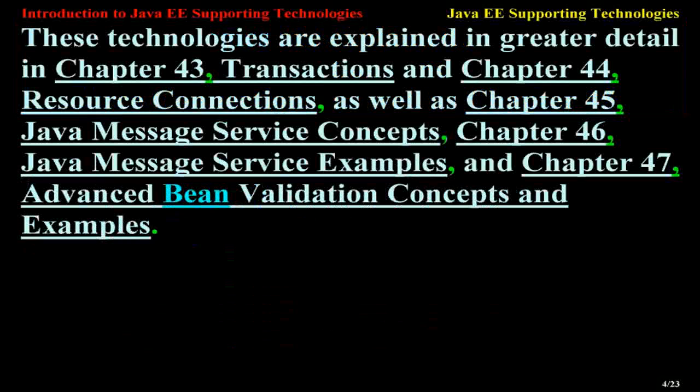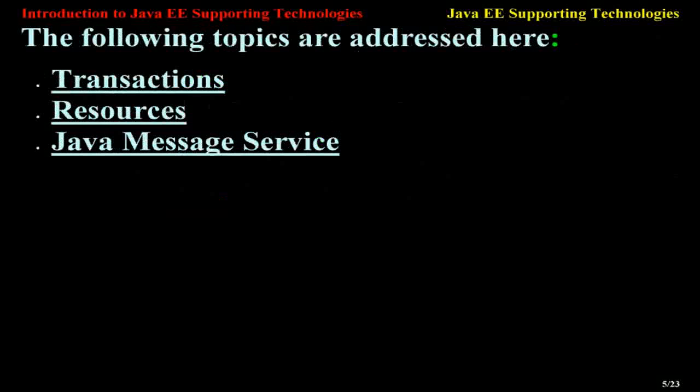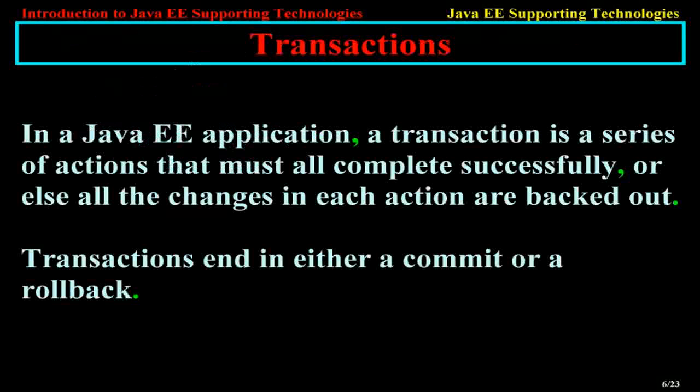These technologies are explained in greater detail in Chapter 43, Transactions, and Chapter 44, Resource Connections, as well as Chapter 45, Java Message Service Concepts, Chapter 46, Java Message Service Examples, and Chapter 47, Advanced Bean Validation Concepts and Examples. The following topics are addressed here: Transactions, Resources, Java Message Service.